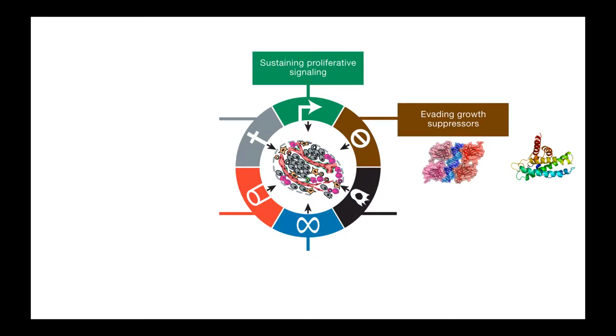RB1 takes in signals from both inside and outside the cell to decide whether the cell should proceed to its growth and division phase. If a cell has a defective RB1 gene, then that cell is missing an important regulator that, when absent, will allow for uncontrolled cell growth and division.